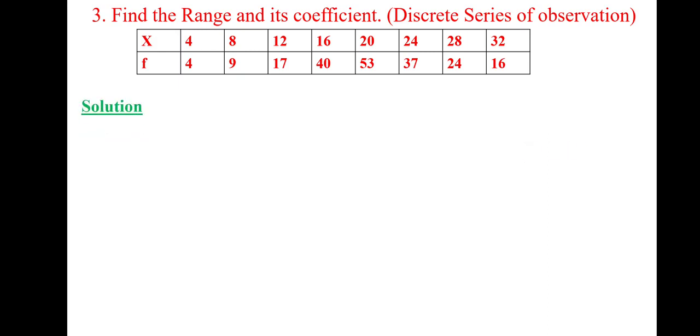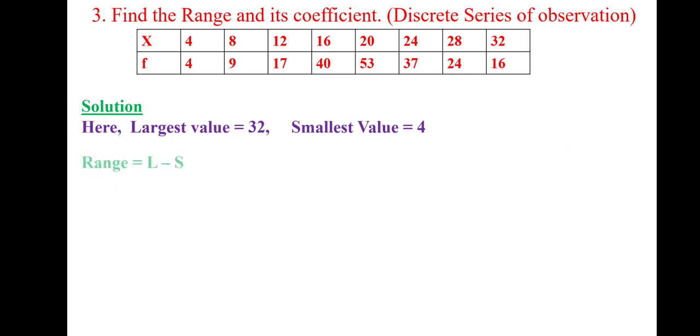So for the solution, we need to check only the first row, that is the x row. In that, we need to find the maximum value and the minimum value. Largest value of x is 32, smallest value of x is 4. So write the formula: range equals L minus S, then 32 minus 4, we get 28. The value of range is 28.